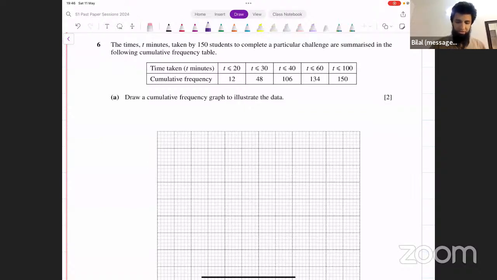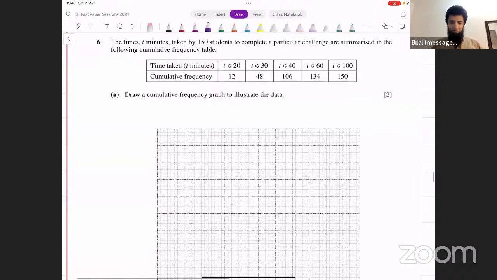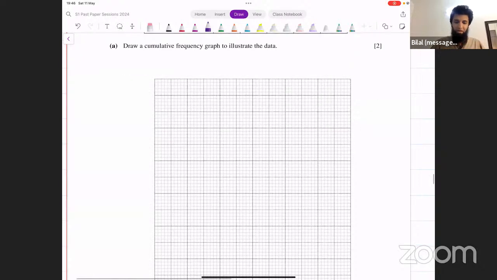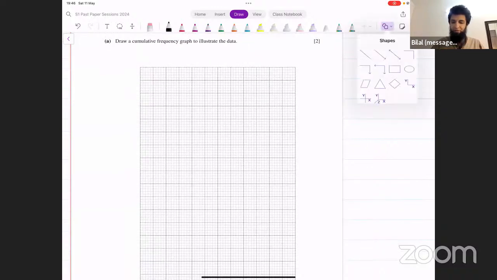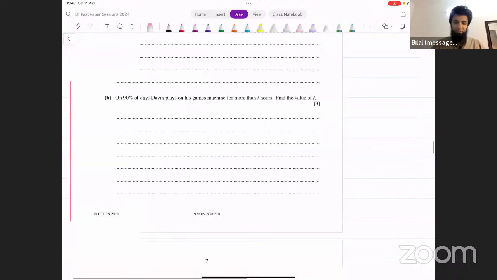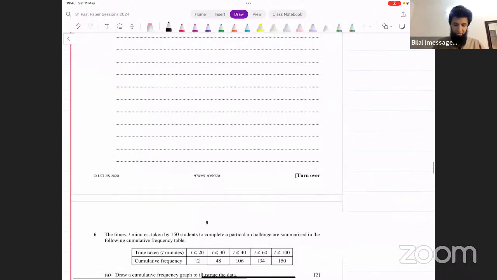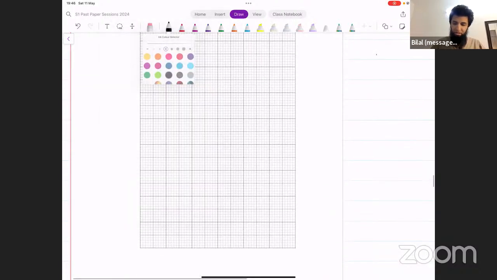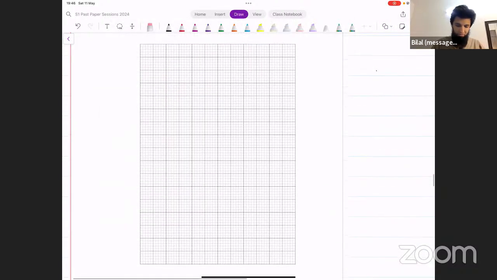Okay, so let's start with this. Cumulative frequency curve. It says times t minutes taken by 150 students to complete a particular challenge. They're summarized in the following cumulative frequency table. You've got this table. It says draw a graph to illustrate this data. Now, for a cumulative frequency graph, on the vertical axis, you need cumulative frequency, right? That's what you have on the vertical axis. I'm sorry, let me get back to that page. Yeah, on the vertical axis, you need cumulative frequency.